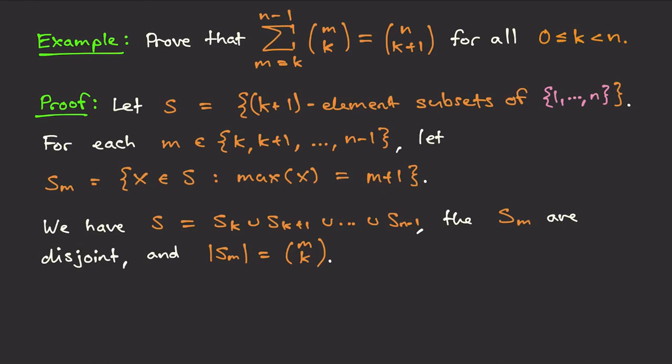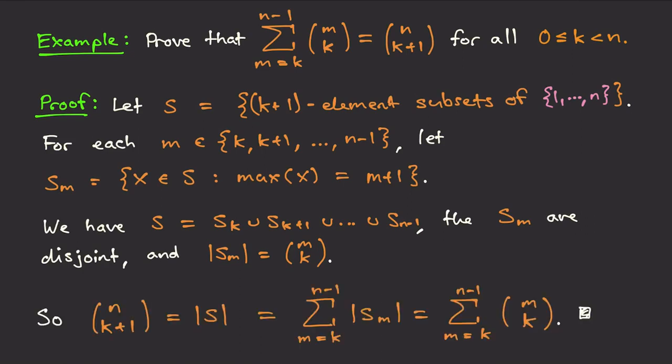As we saw on the previous slide, we also have that the size of S sub m is equal to m choose k for each m. These ideas all turn the proof into a one-line computation. The right-hand side, n choose k plus 1, is equal to the size of S. Because S is the disjoint union of the S sub m, the size of S is the sum of the sizes of the S sub m. And finally, the size of each S sub m is equal to m choose k, as we've just argued. Together this gives a proof.